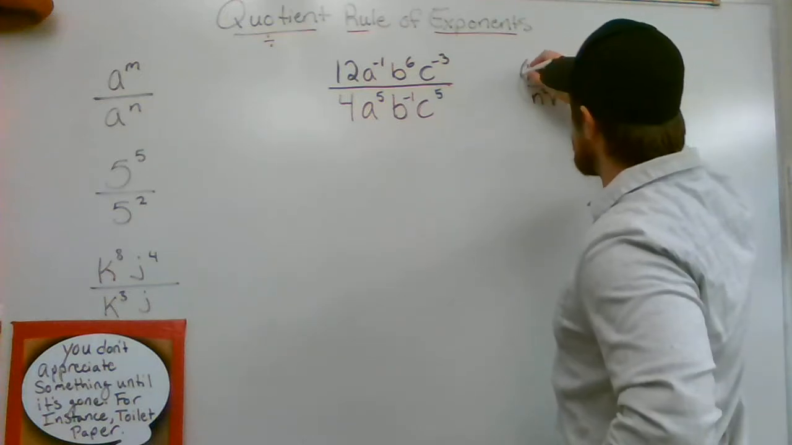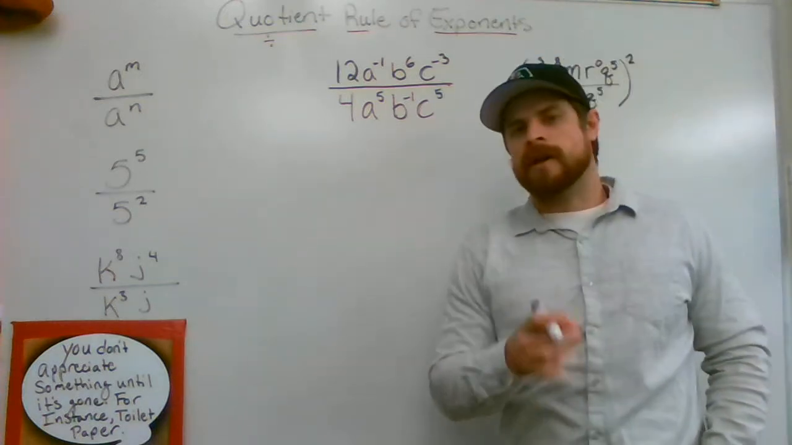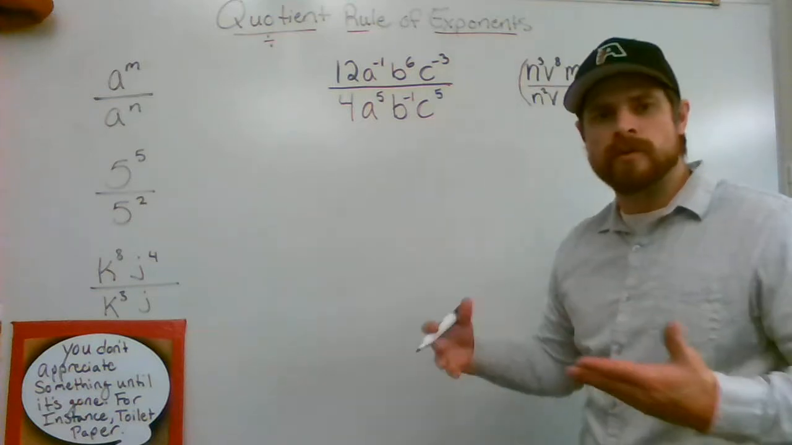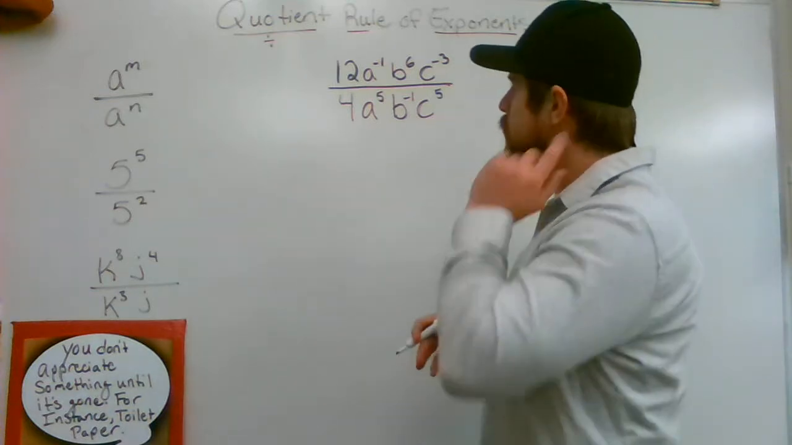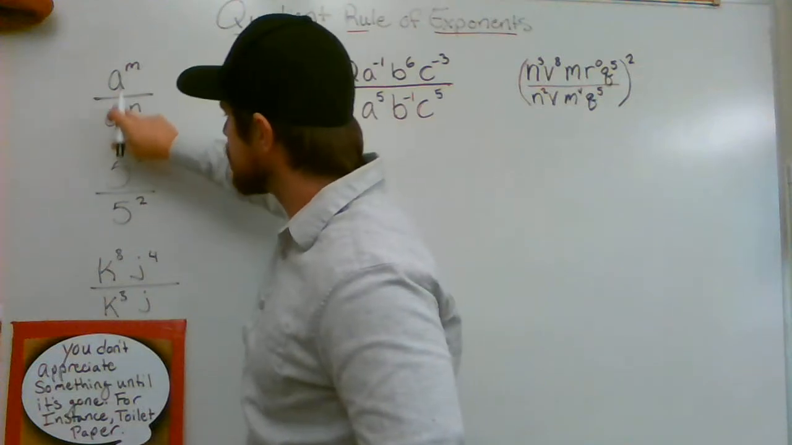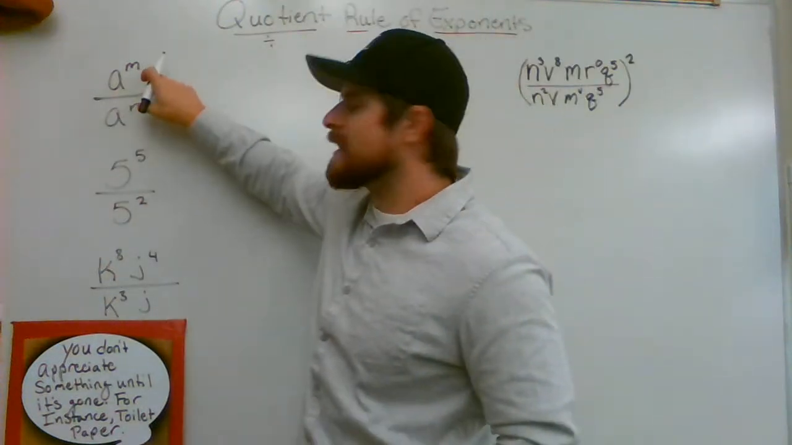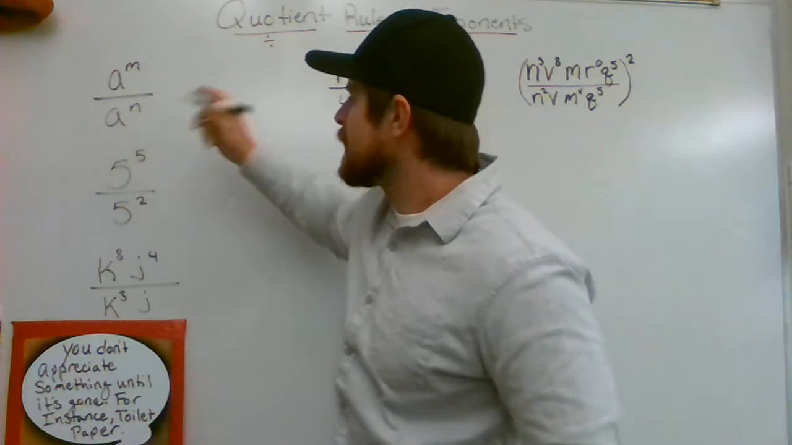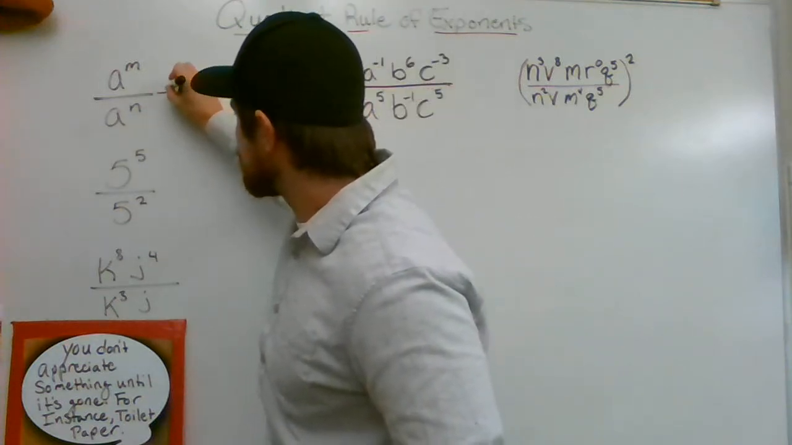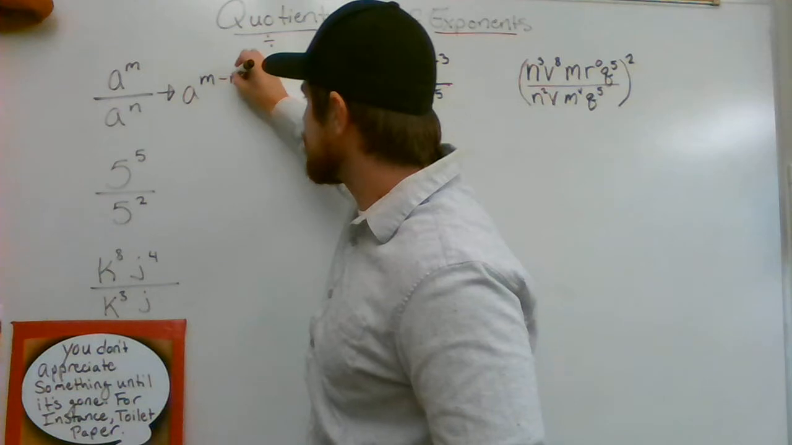We got a lot going on and we need to know multiple rules in order to solve these. But we are all capable of doing it. Just follow the rules that we've learned. First and foremost, what are we going to do if we have a division problem where my bases are the same? Here we have an a and an a as a base. We have an exponent of m and an exponent of n. So the rule is this. This becomes a to the m minus n.